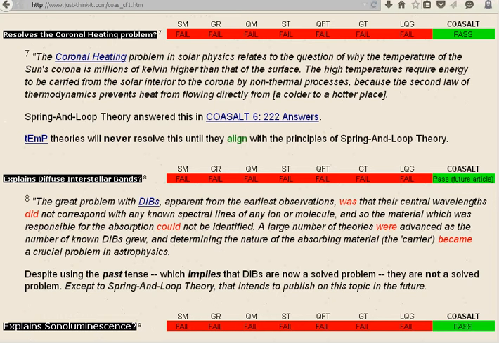Well, despite using the past tense, which implies that DIBs are now a solved problem, they are not a solved problem, except the spring and loop theory that intends to publish on this topic in the future.